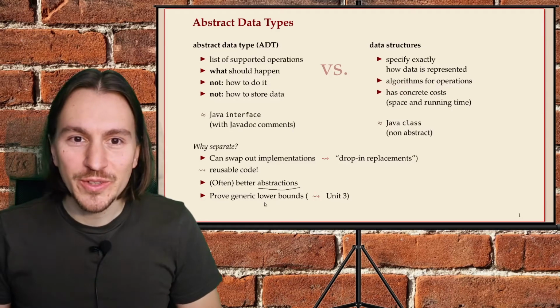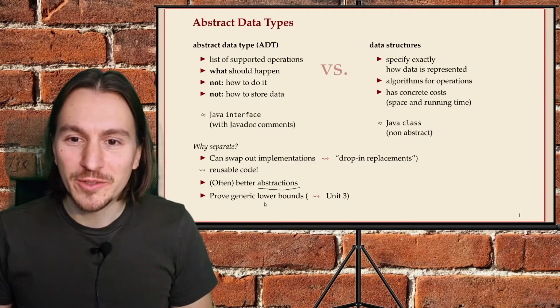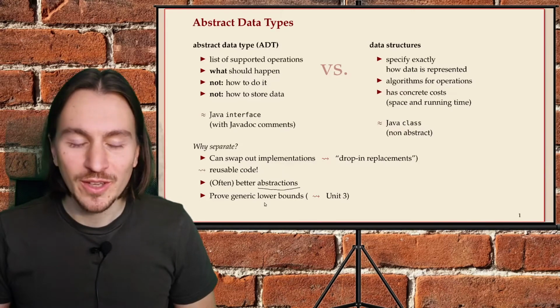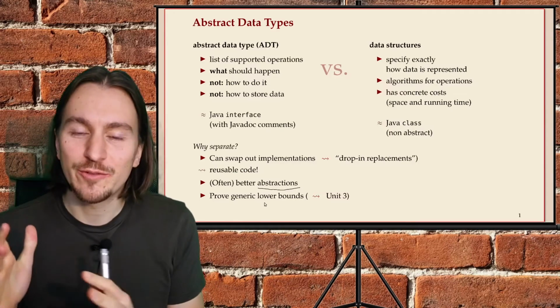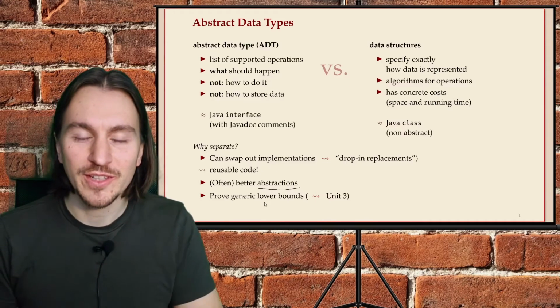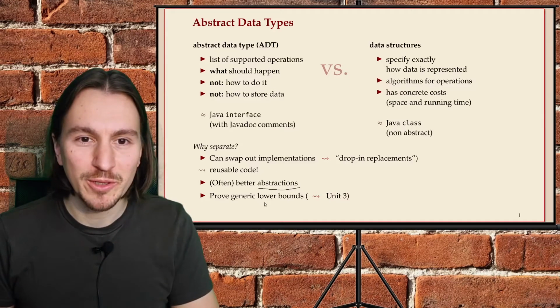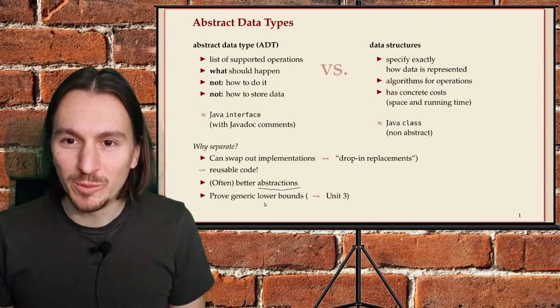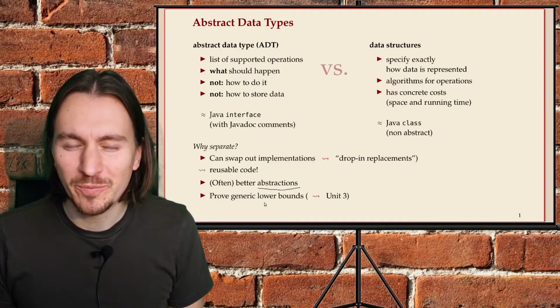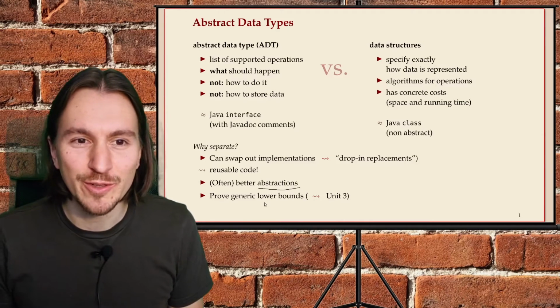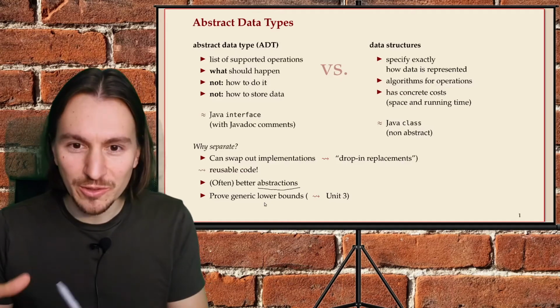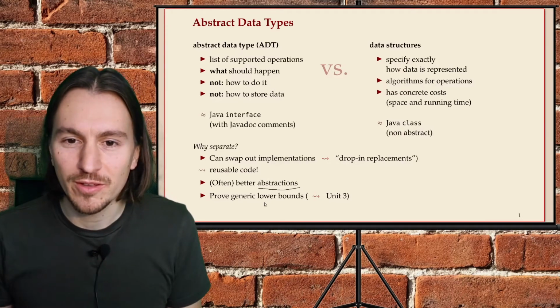And lastly, it's also the way to approach lower bounds. If you can isolate the functionality of a certain task to an abstract data type, you can talk about what are the best possible implementations for this abstract data type. That's something that's hard to do if you always mix your data structure with client code.